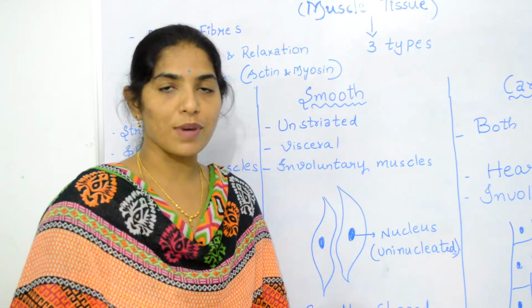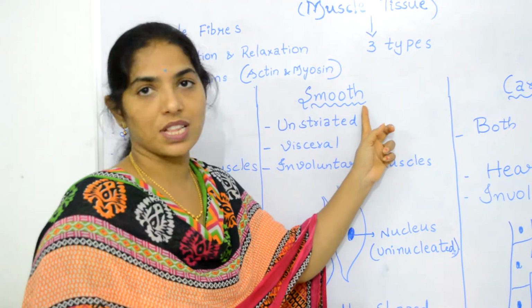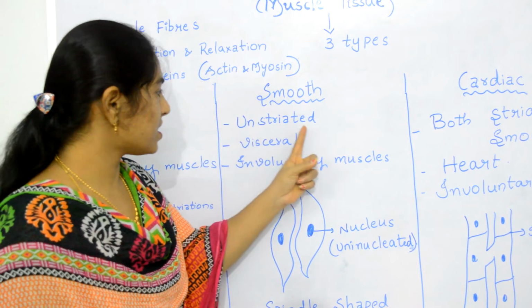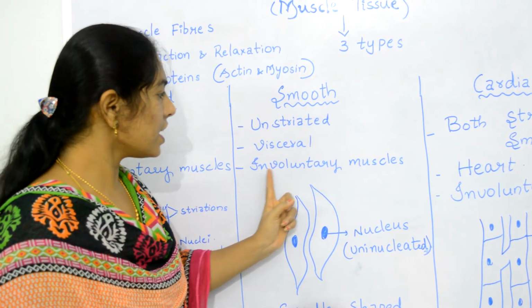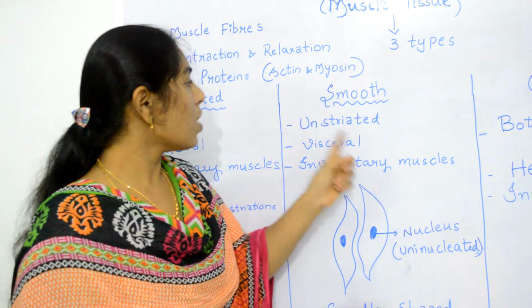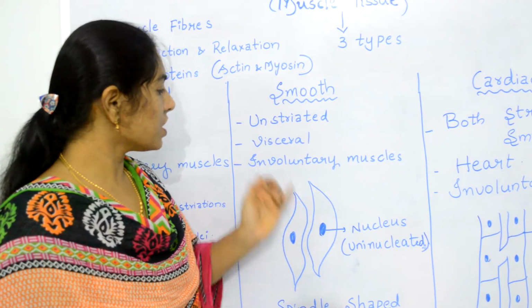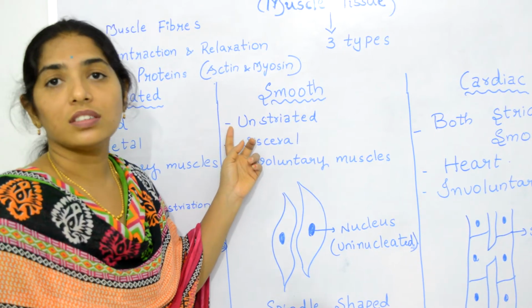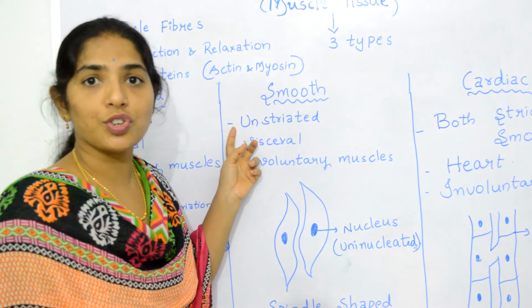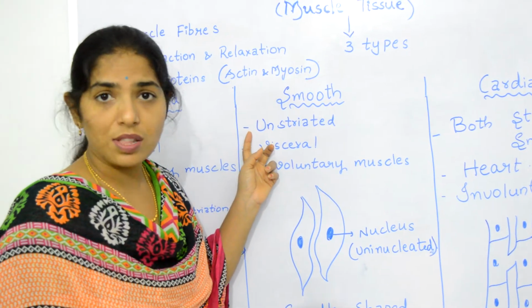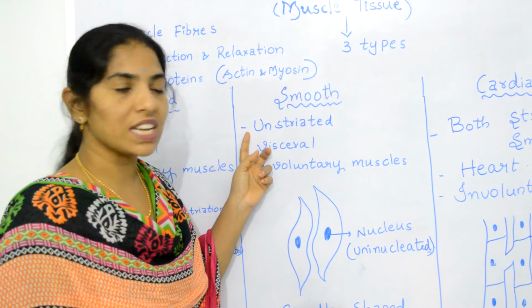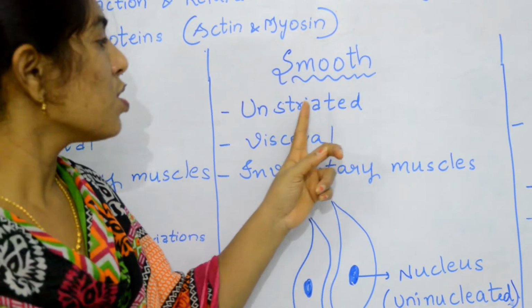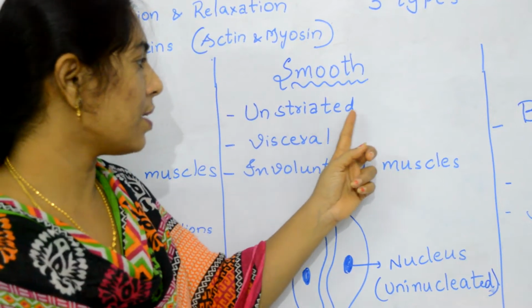The second type of muscle tissue is smooth muscle. Smooth muscles are called unstriated, visceral and involuntary muscles. Now, unstriated: if you see the structure of smooth muscles, they do not have the dark and light bands. There are no stripes on the muscle cells or muscle fibers. So we are calling them unstriated. They are smooth in appearance, so we call them unstriated muscles.